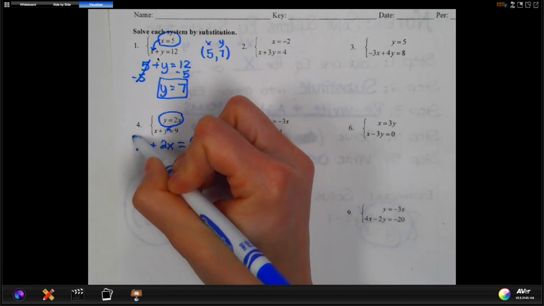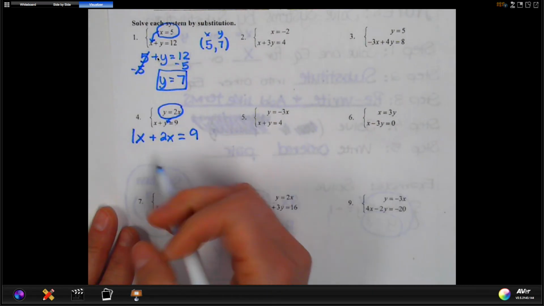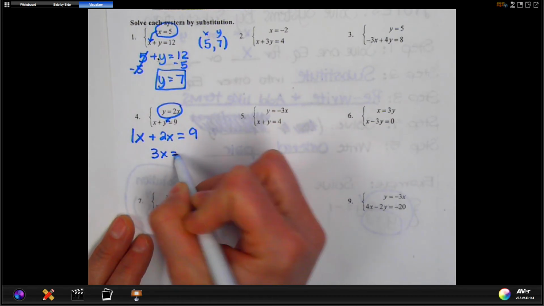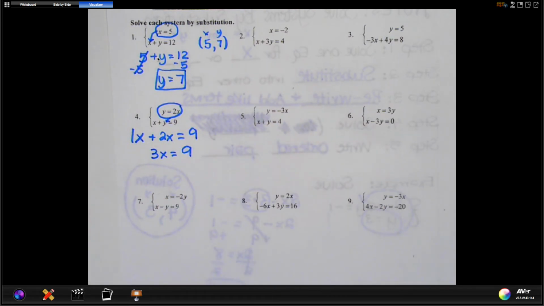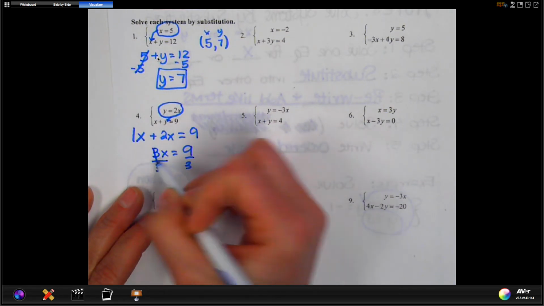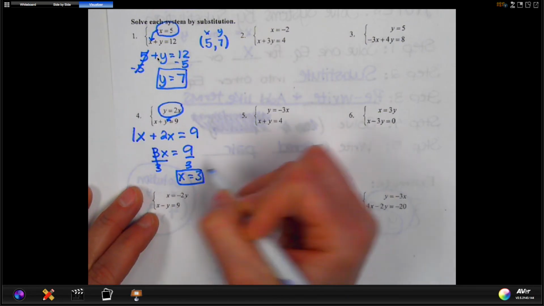Remember, there's a hidden 1 in front of this x. So I can add these together. Those are like terms. 1x plus 2x equals 3x. So that's equal to 9. And then I divide by 3 to get rid of that and get that on the other side. So x equals 3. Okay, so I have one of them.